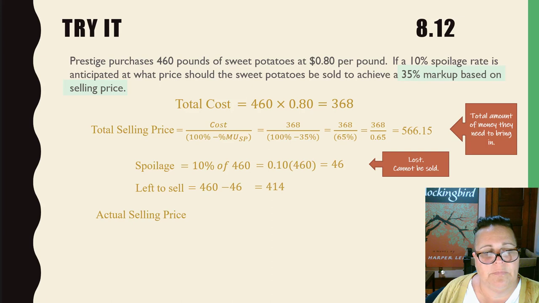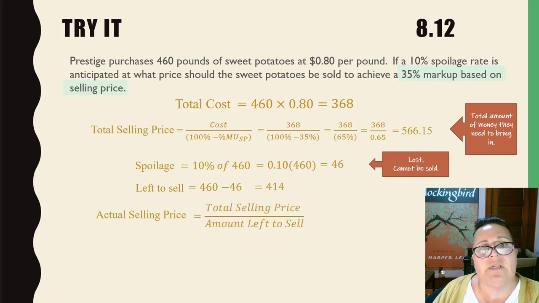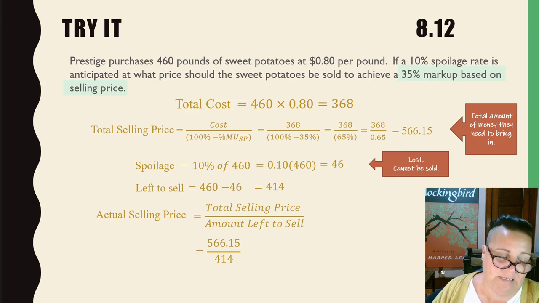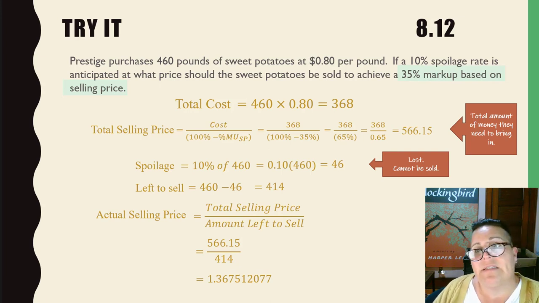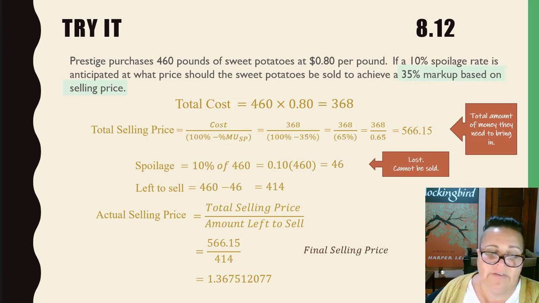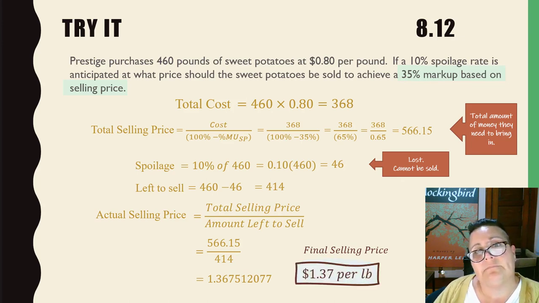414 pounds left. So when we calculate our actual selling price for these pounds of sweet potatoes, we need to take the total selling price, the amount of money we expect to bring in, the $566.15, and divide it by the number we will actually have to sell, which is 414. This gives us 1.3675, or a final selling price of $1.37 per pound.